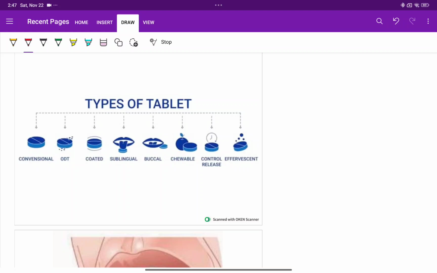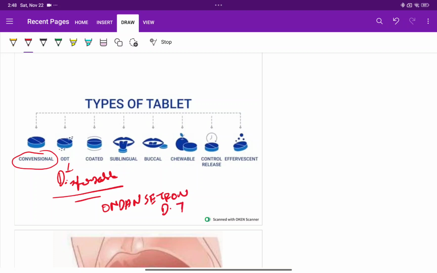Then oral drugs. See, there are different types of oral tablets. One is the conventional type. Then the oral dispersible tablets. When we keep that tablet in the mouth, it gets dispersed. Example, Ondem, Cetron dispersible tablet. Then enteric coated tablets. Certain drugs will be destroyed in the stomach, and to prevent that, there are enteric coated tablets.